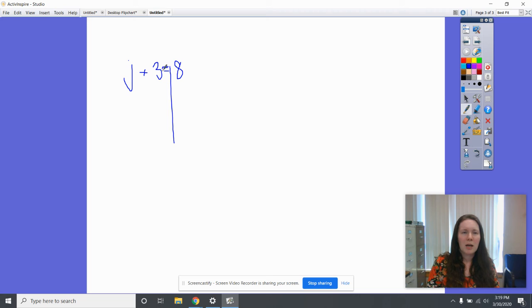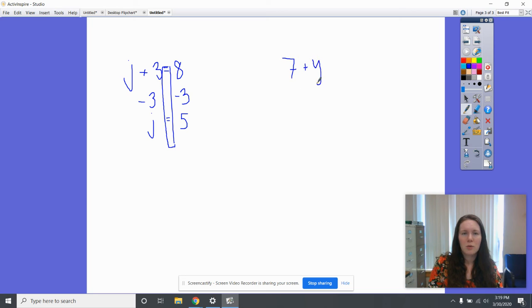I'm going to draw my wall. I look at the sign right in between the letter and the number, which is a plus. The opposite of a plus is a minus, so I subtract 3 on both sides. And j, here I should point out 3 minus 3 is 0, so I don't have to write anything. So j equals 5.